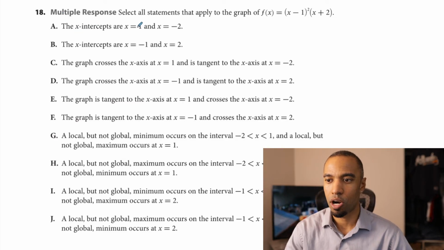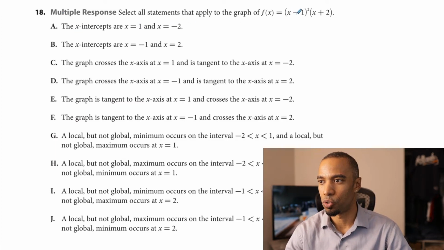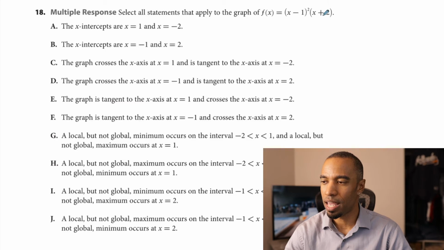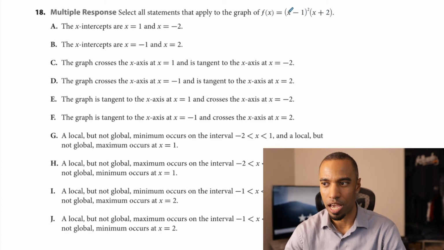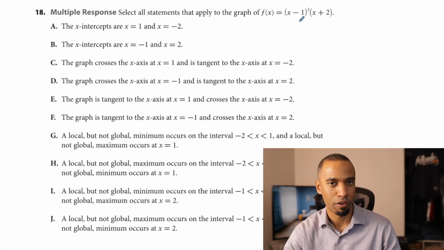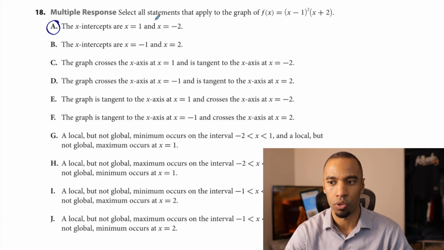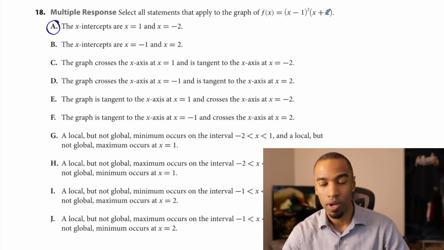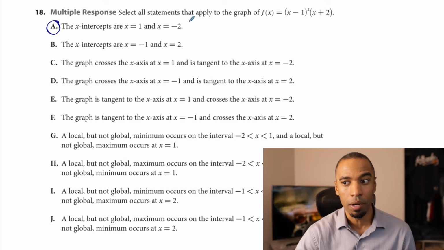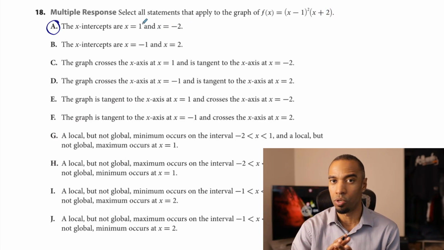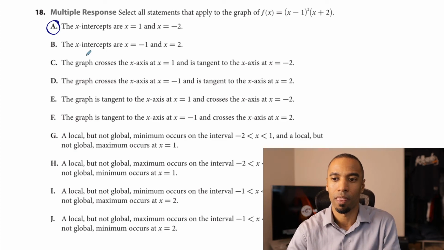The x-intercepts are x equals 1 and x equals negative 2. Yes, x equals 1 and x equals negative 2. If you recall, it's the opposite thing because x minus 1 equals 0, therefore x equals 1. X plus 2 equals 0, therefore x equals negative 2. That is true. This one has a multiplicity of 2 at the 1, but those are the x-intercepts. Those are the only ones. That's the only place it's going to touch the x-axis.